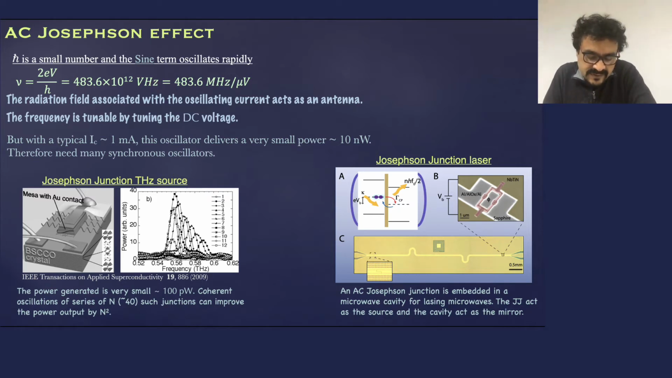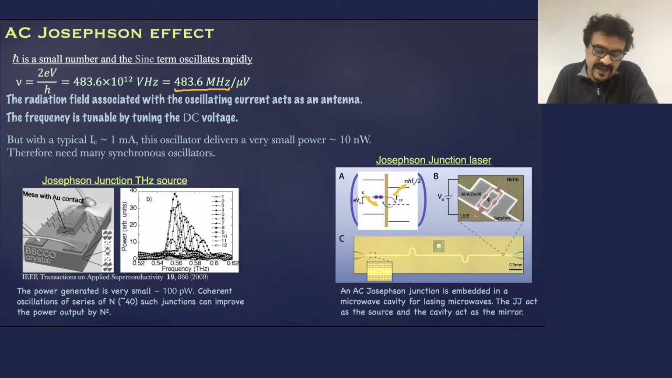Or we are getting, if you apply 1 microvolt, that means you will get 483.6 megahertz. It's a very, very high frequency. Just 1 microvolt across the junction is going to give you 483 megahertz, or 10 microvolt is going to give you close to 5 gigahertz, right? Like 4.8 gigahertz, just 10 microvolt.